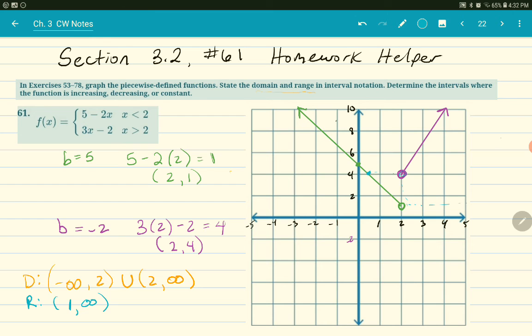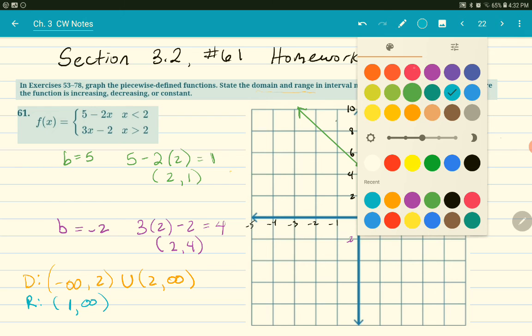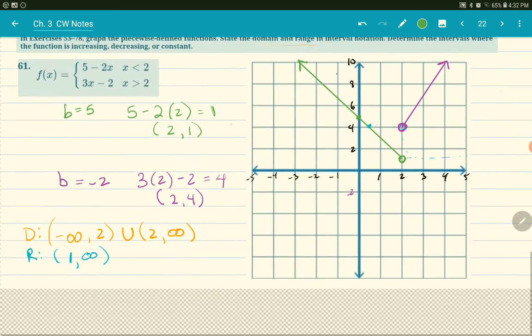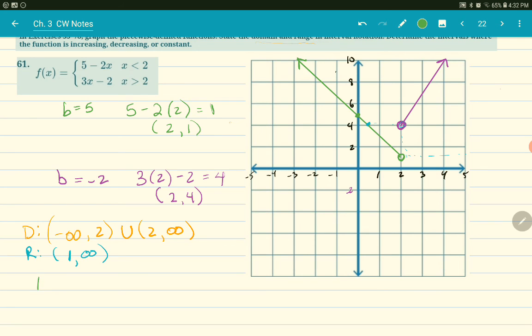And then we have, where is it increasing? The purple segment is increasing, so that domain is x greater than 2, or starting at 2 but not including 2 and going to infinity.